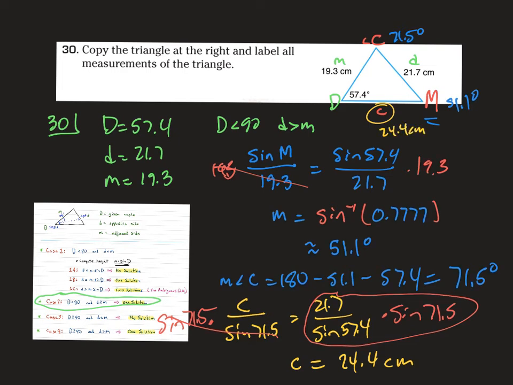So I found all the missing measurements and I labeled them. Let's just make sure everything looks right here. This side is already 19.3, this side's already 21.7 centimeters, and this is already 57.4 degrees. We used the law of sines to find this angle, which was 51.1. We used subtraction from 180 to get 71.5 for this angle. And then we went back to the law of sines to get the 24.4 centimeters. And we did it. We got number 30 done here. One more problem, and then we'll wrap this video up.